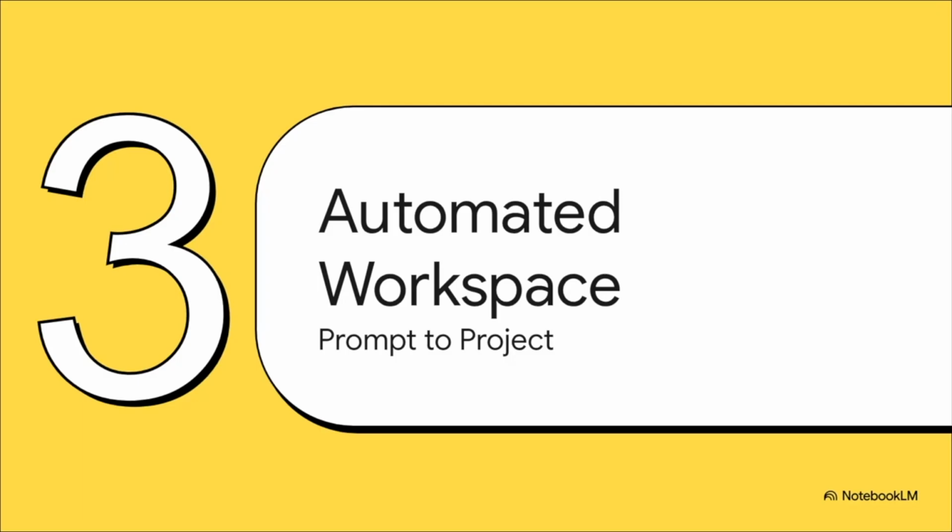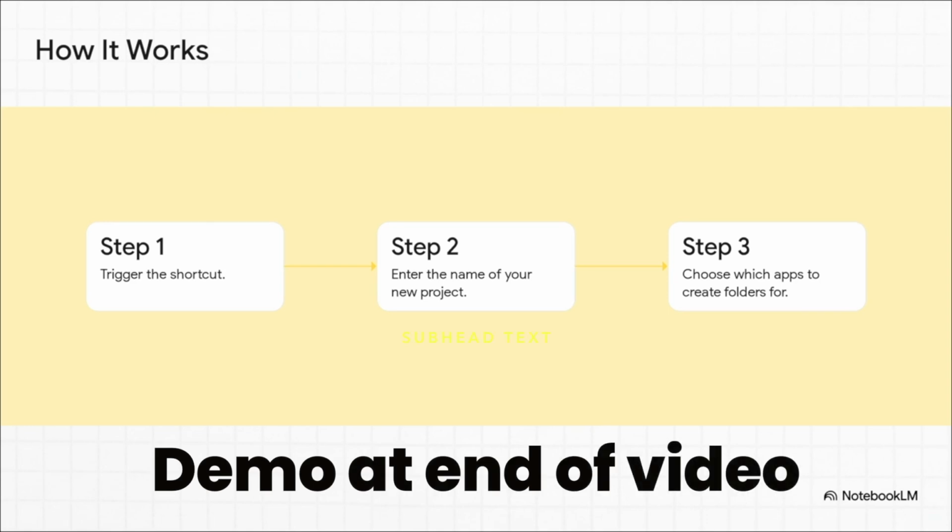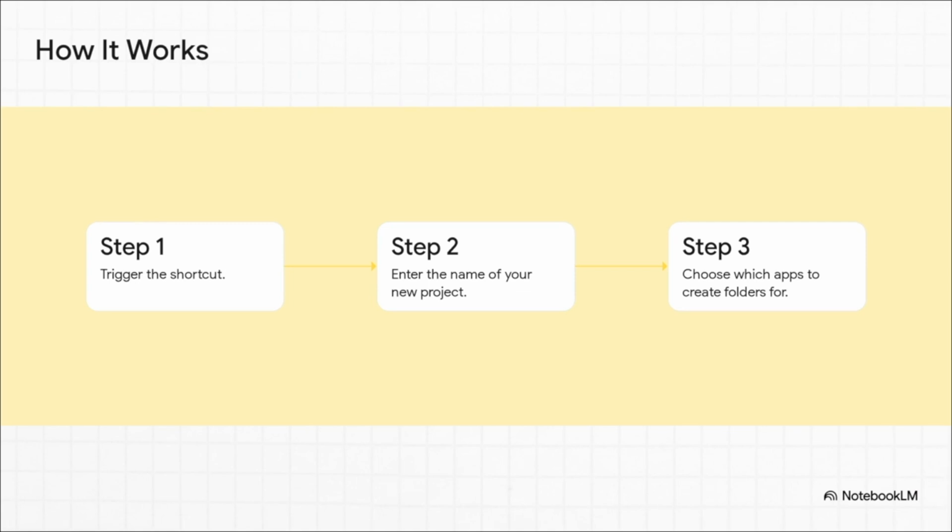So how does this magic trick actually work? Well, it's surprisingly straightforward. This shortcut basically turns a single piece of text, your project name, into a fully built-out organized project workspace in just a couple of seconds. Okay, check this out. The process is about as easy as it gets. First, you trigger the shortcut. Second, you type in your project's name. And third, you just check off which apps you're going to need for this one. That's it. The automation just takes over from there.